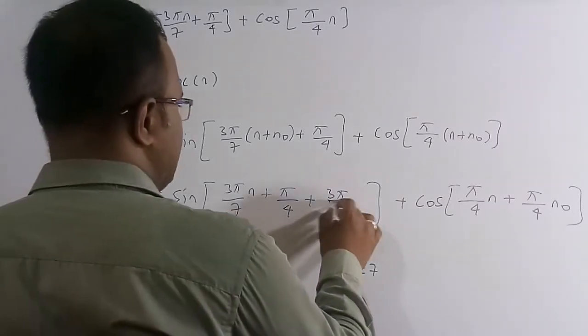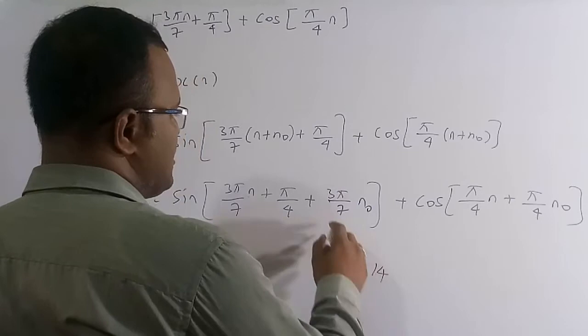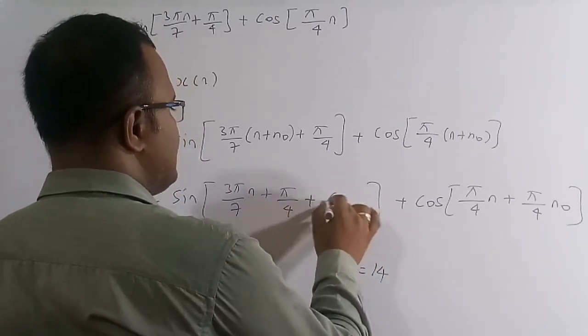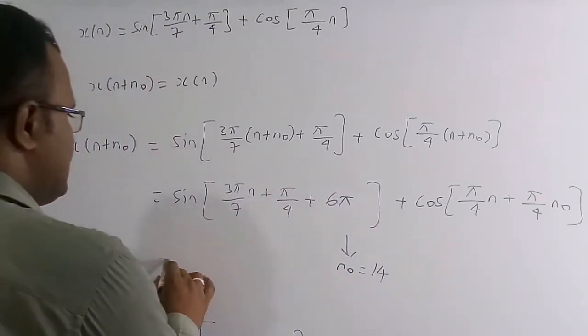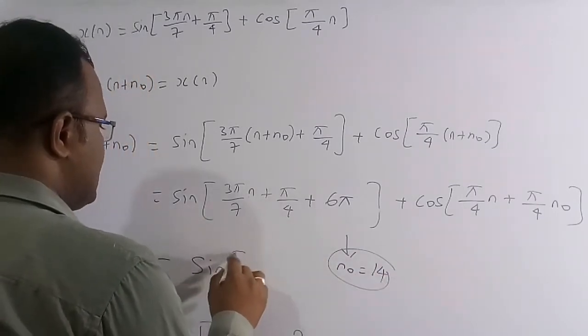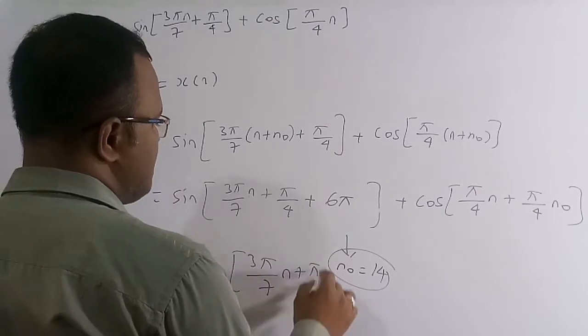So the next value is, suppose n naught is equal to 14. If n naught is equal to 14, then 14 into 3 by 7 is nothing but 6 pi. Sin of 6 pi plus theta is again sin theta. So if the period is 14, we are going to get again sin of 3 pi by 7 n plus pi by 4. So therefore, this is the thing we are going to get.